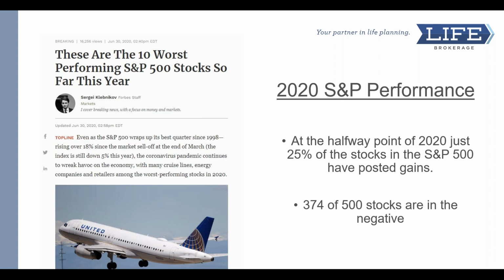That means 374 of the 500 stocks are in the negative. And you see stocks like oil and gas and travel and hospitality, some of them down 70%. So if you can partner with an index that will model volatile behavior and diversify away from the hot, or the highly volatile, and focus on the more stable stocks in the S&P 500, you have a recipe for success.